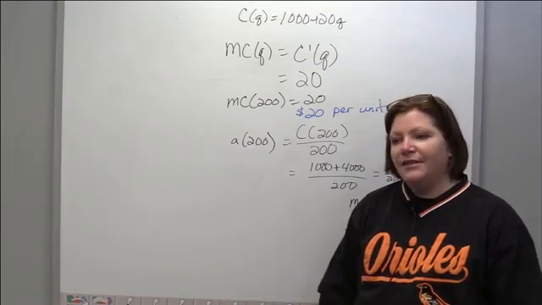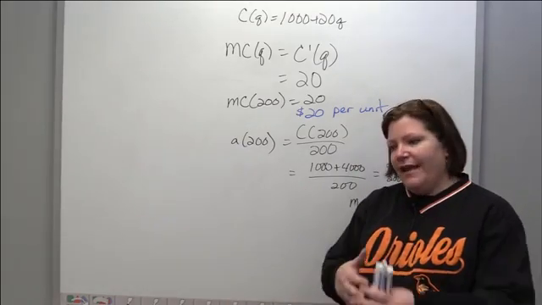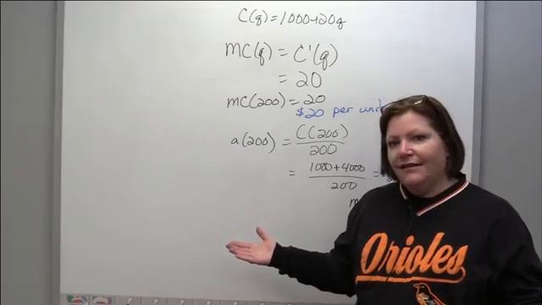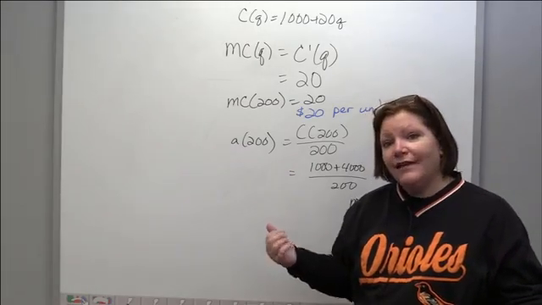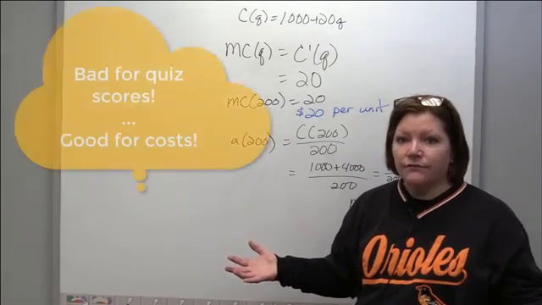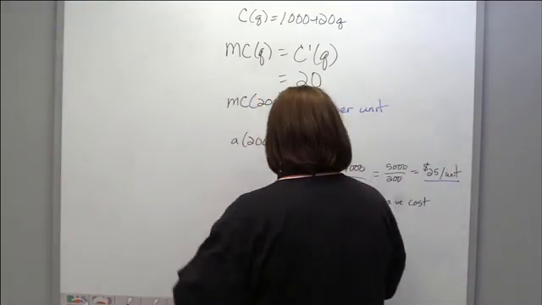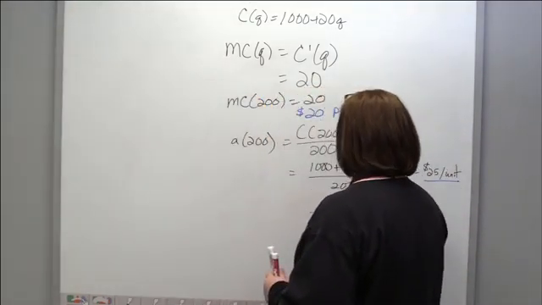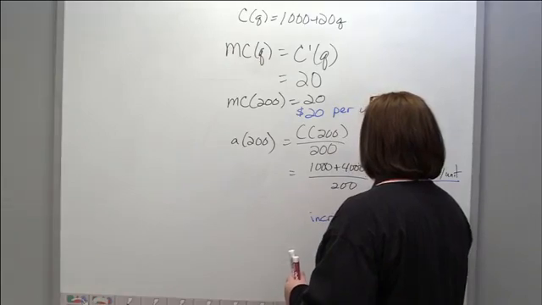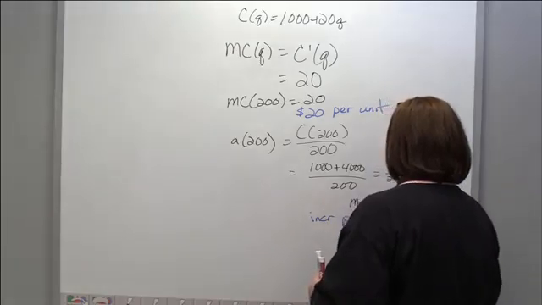Think again about when we're dealing with average quiz scores. If we have an average of 80 and the next one we get is 75, our overall average is going to go down. So we want to increase production to reduce the overall average cost in this situation.